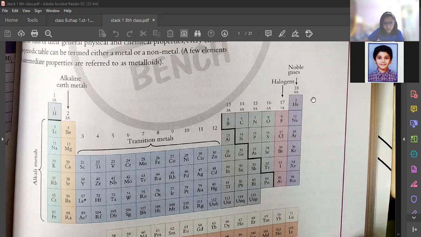Group number 13 to group number 18 are called the P block elements. Group number 1 and 2 are the S block elements. These two. Can you see the cursor? Yes, sir. So group number 1 and 2 are the S block elements.